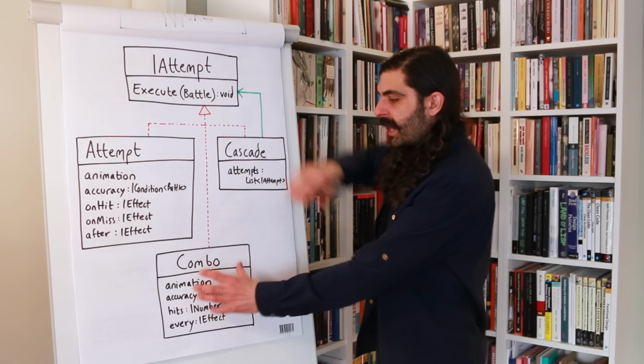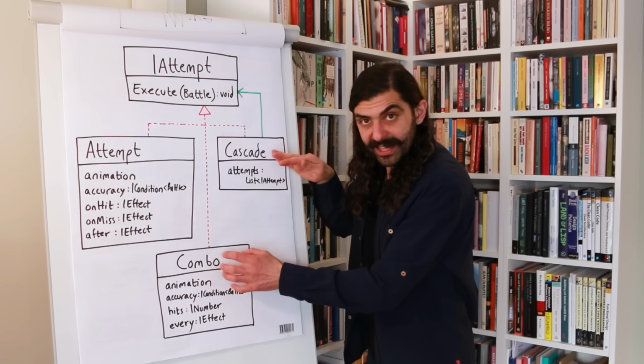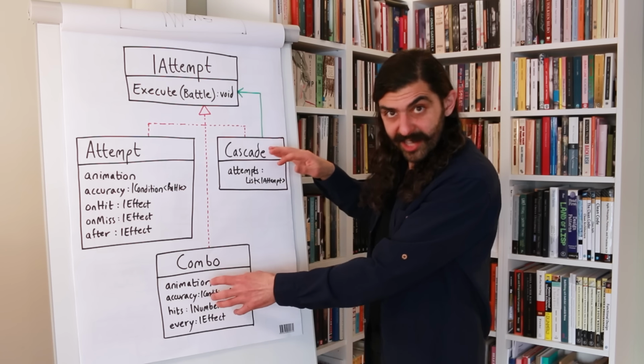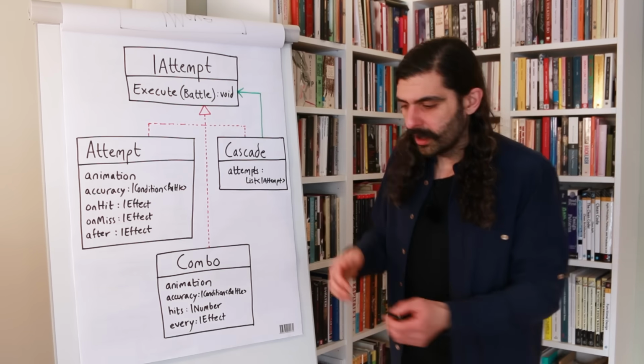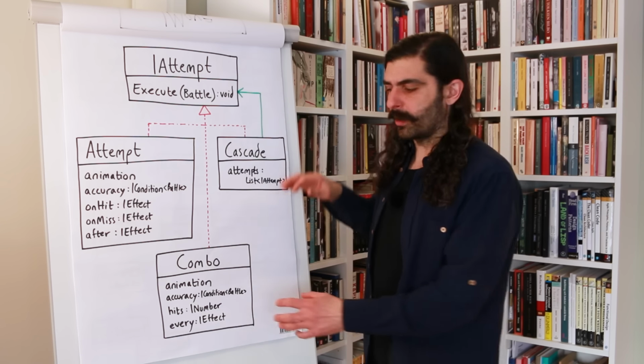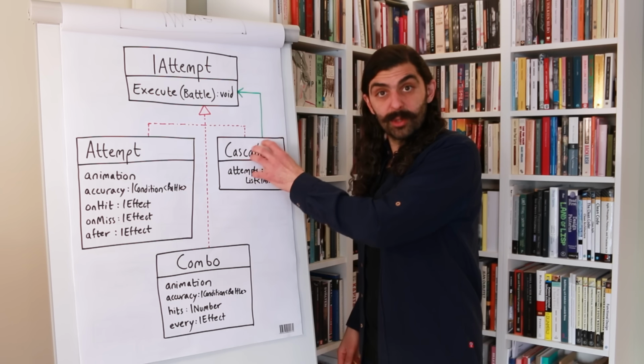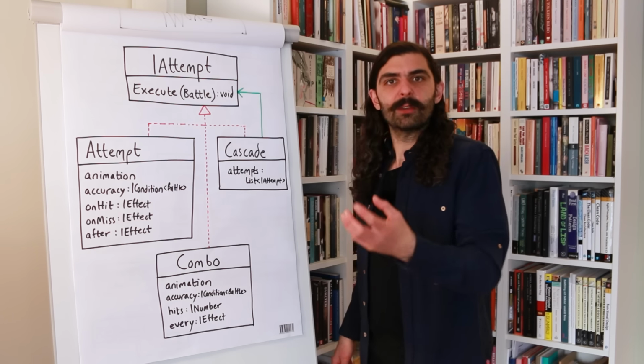Okay, so hopefully you can see how combos and cascades are different kinds of attempts. They're still attempts, but they're different structures for the idea of attempt, right? And I think the canonical distinction between these, if you happen to be familiar with Pokemon, is that cascade models things like triple kick, and combo models things like fury attack.